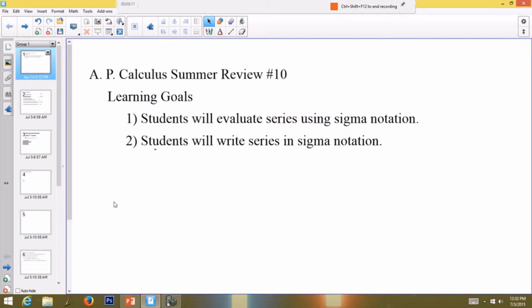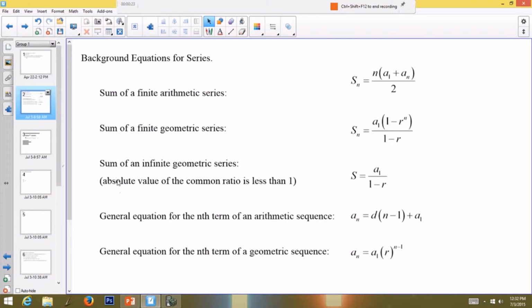Okay, today we're going to be talking about sigma notation. We're going to evaluate series in sigma notation, and we are also going to write series that are in sigma notation. So a little bit of quick background information and review. I have a few equations that you might want to either jot down or make sure that you keep handy when you're doing the practice problems here.